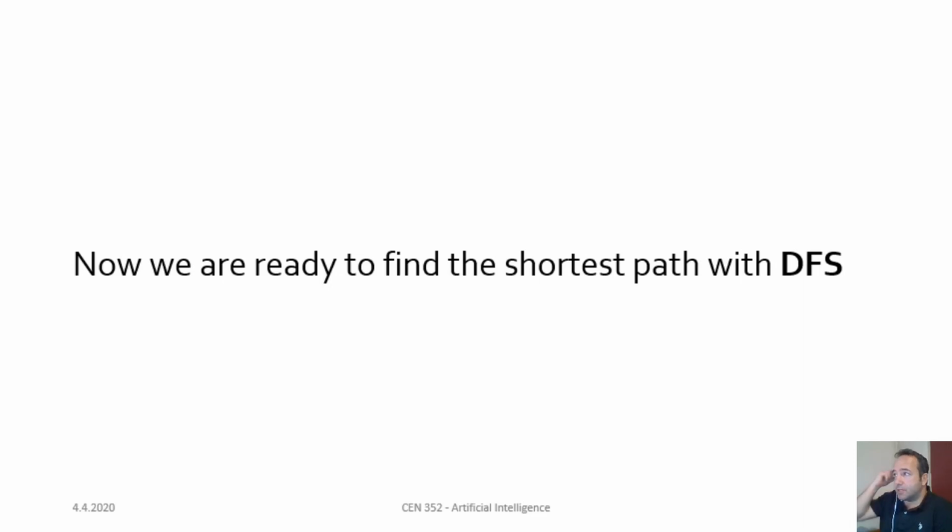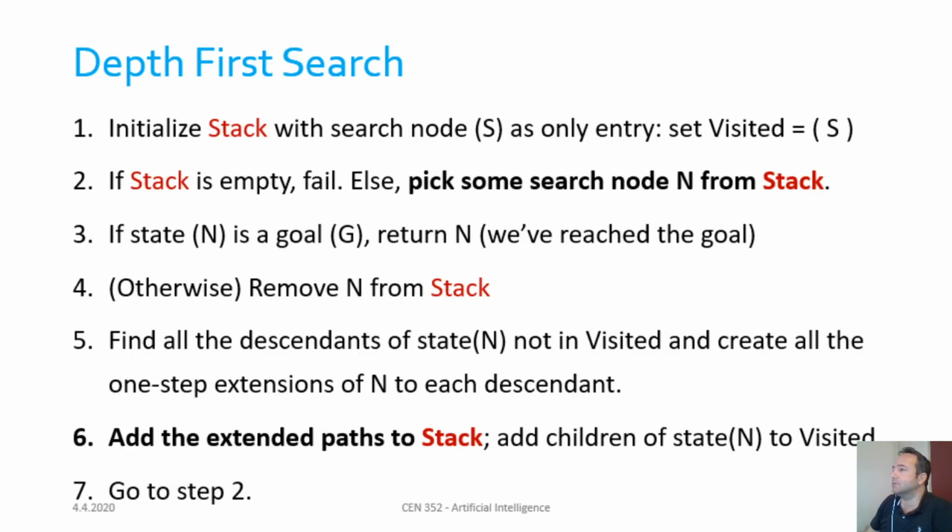So now we are ready to find the shortest path with DFS, but before that, let's have a look at the pseudocode of our algorithm. First, we are going to initialize the stack with the search node S as the only entry. There will be only one node there. And visited will be again S. Whatever is in the stack is going to be directly in visited.